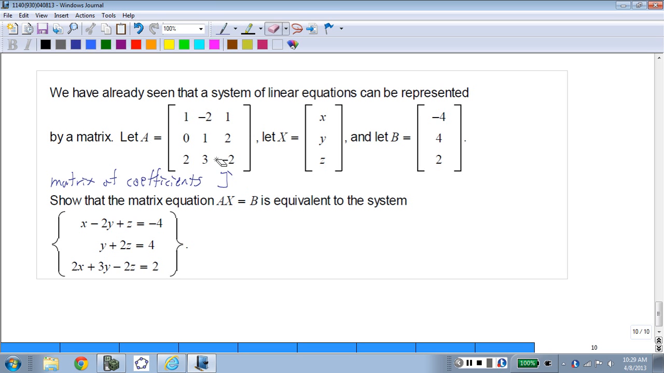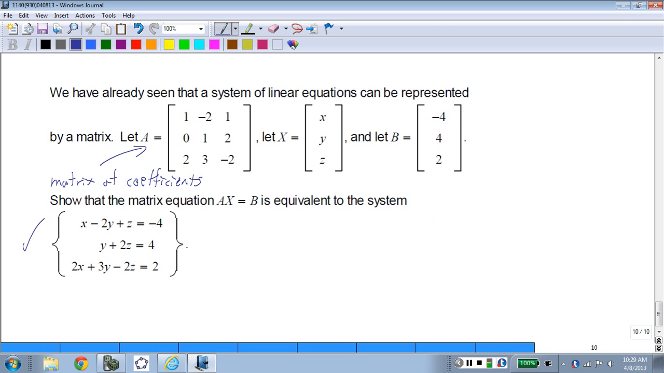Well, this entire matrix is the matrix of coefficients. X, we'll call that the matrix of variables. And B, matrix of constants, where we get the numbers on the right-hand side. What I want to try to show is that the equation AX equals B is equivalent to this system.